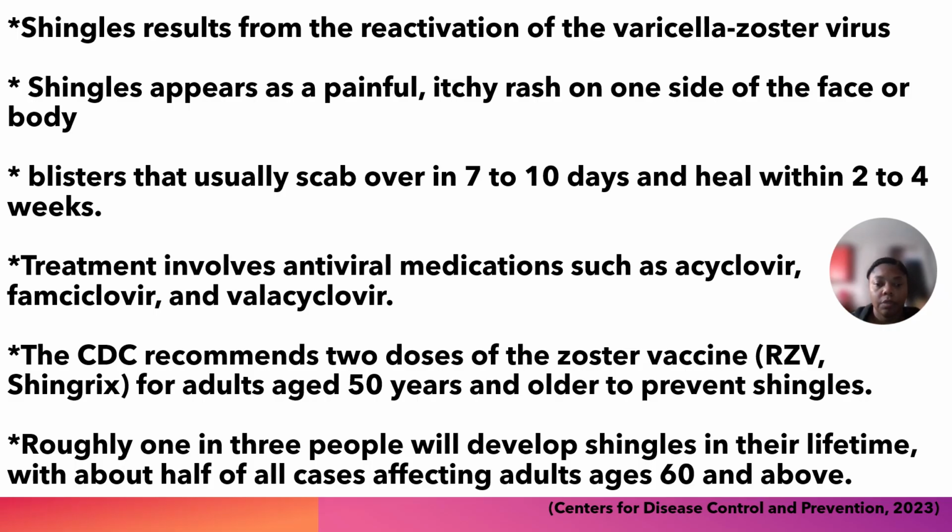There is a vaccine for it, and the CDC recommends 2 doses of the zoster vaccine in adults 50 and older to prevent shingles. Roughly 1 in 3 people will develop shingles in their lifetime, with about half of the cases affecting adults age 60 and over.